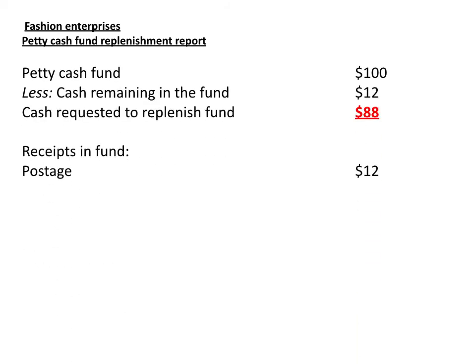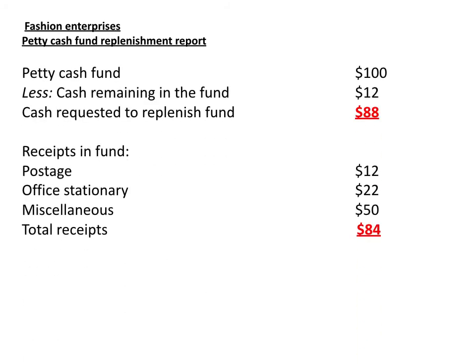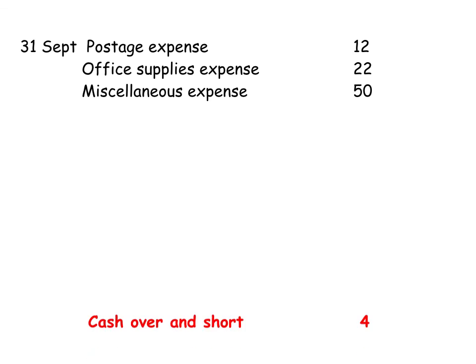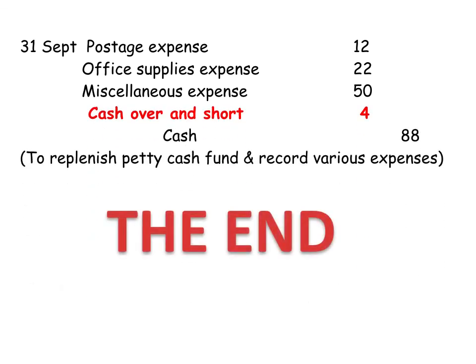Here you can see that a cheque of $88 is needed to replenish the fund. However, Claire only has receipts accounting to $84. That means that the receipts are $4 short. This is then charged to the cash over and short account, as you can see here. The example here of the cash over and short is debited, which shows an increase in an expense.